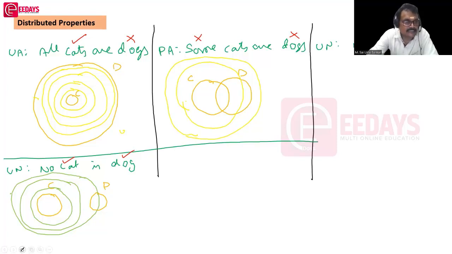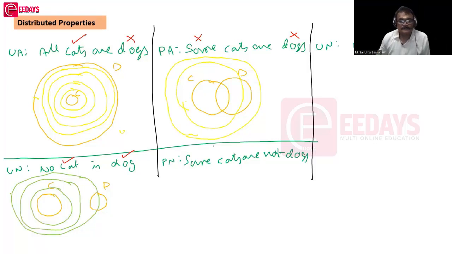And what is the last one? That is the universal particular negative. What is the particular negative? Here, some cats are not dogs. In the particular negative, what happened? Subject is not distributed, but predicate is distributed. Okay, you must remember this one.